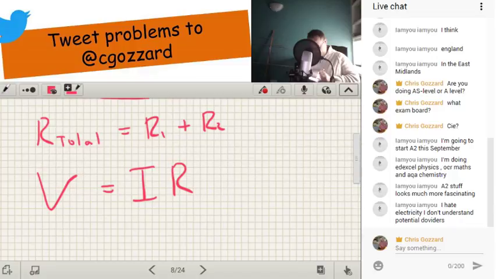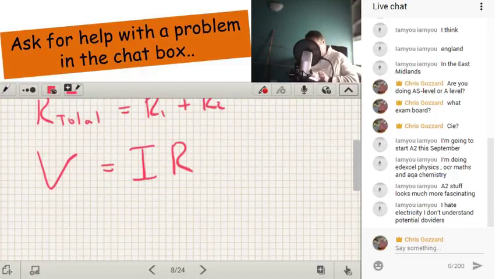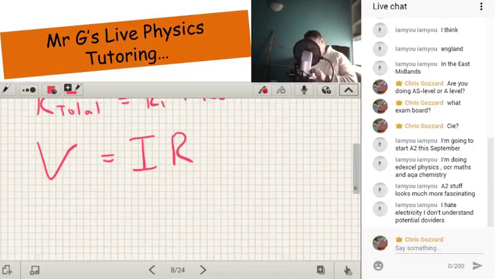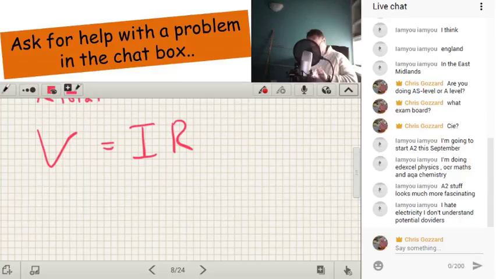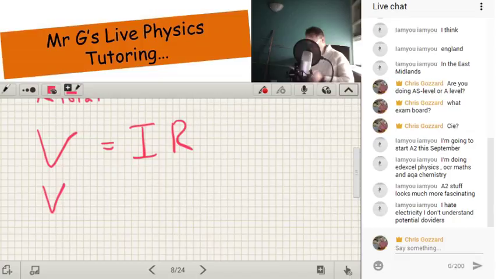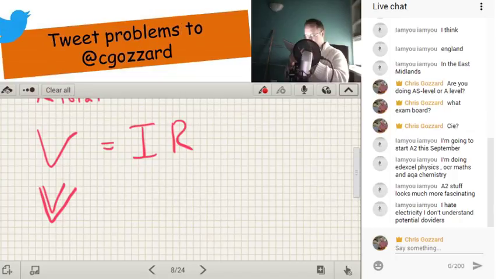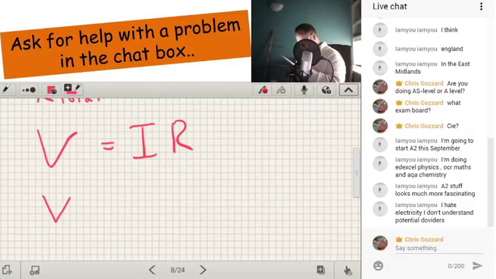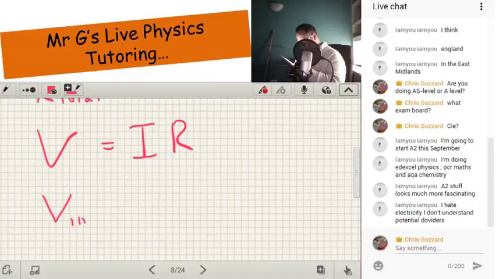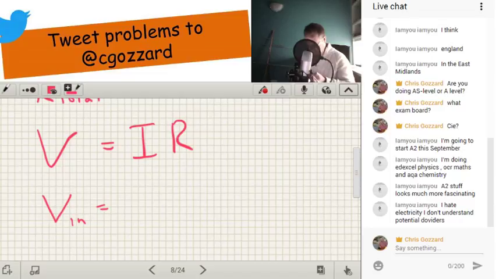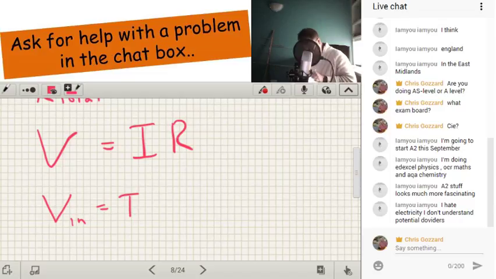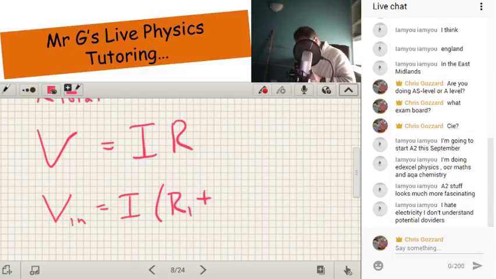So we can say V in is equal to I times, well, the total resistance, so it's R1 plus R2.